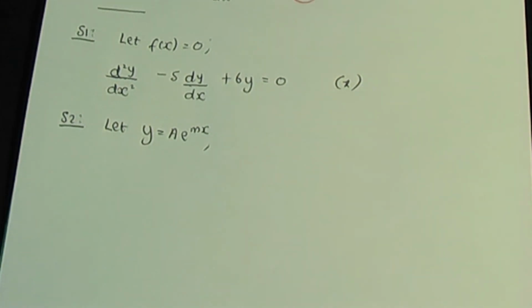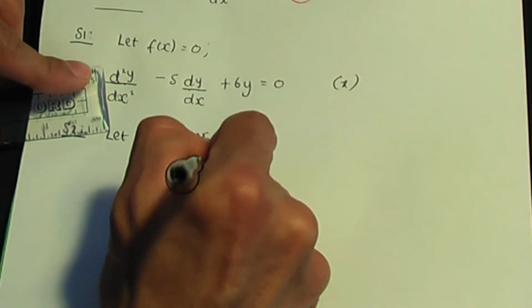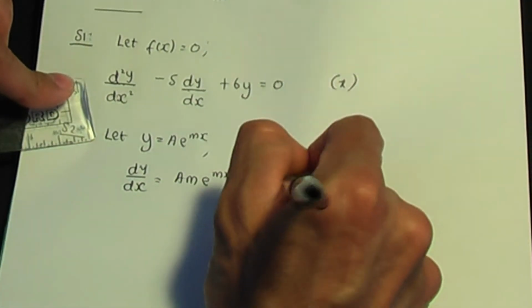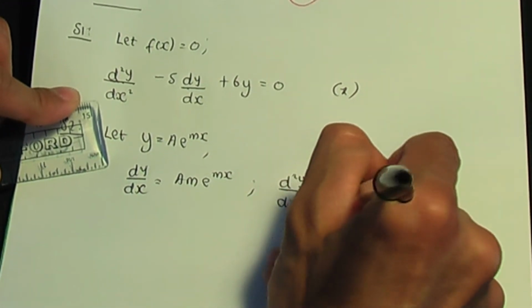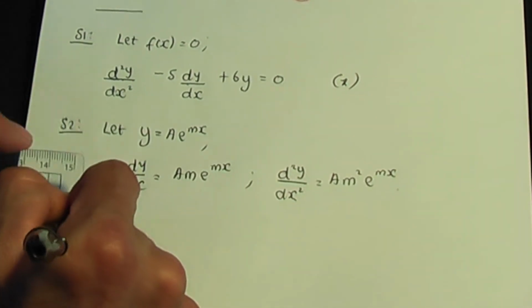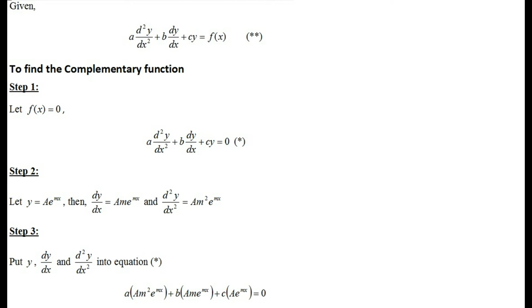So remember, capital A and m are constants. We calculate dy by dx. So that is am e to the mx. And we differentiate again. So d2y by dx squared, when we differentiate again, that's going to be am squared e to the mx. Okay? So that takes us to the next step, step 3. So back to the screenshots. So remember, step number 3 is to put our results for y, dy over dx and d2y over dx squared into star. So remember, star is the equation coming from step number 1.